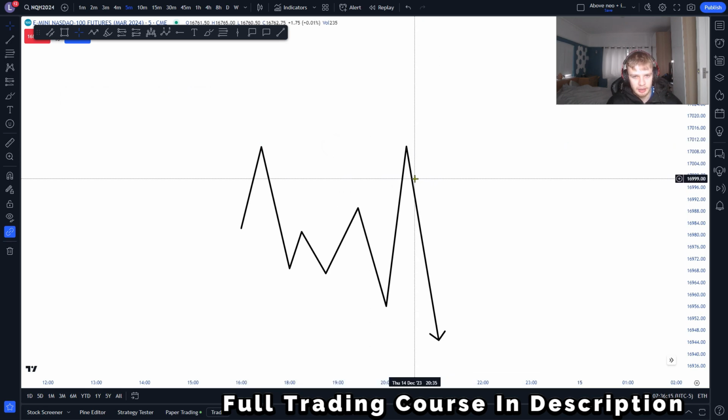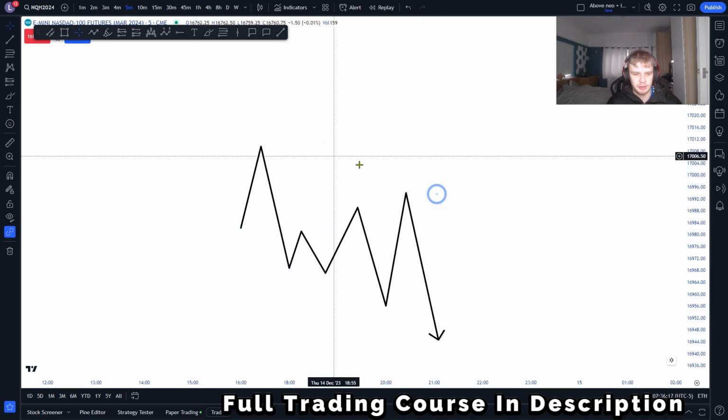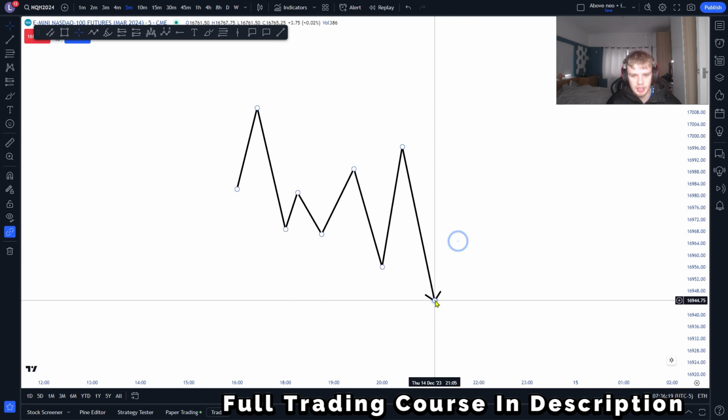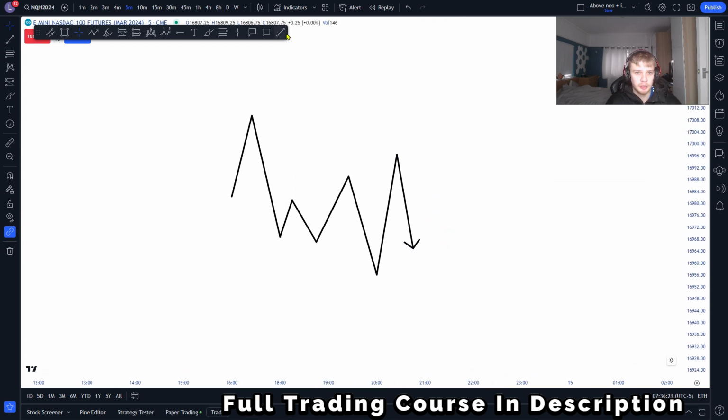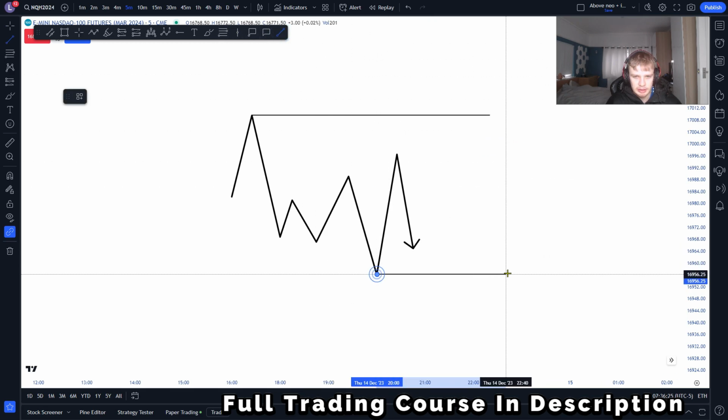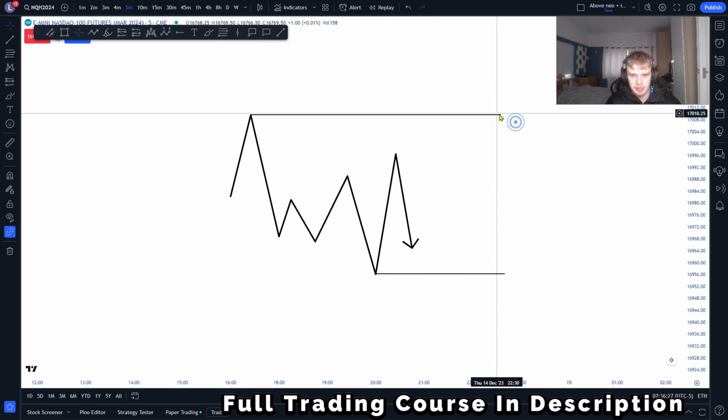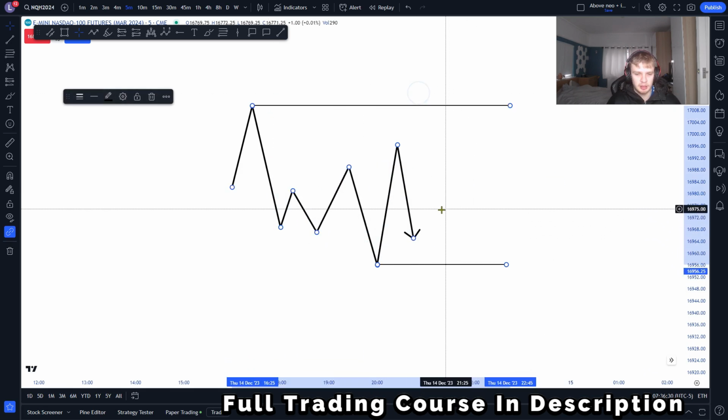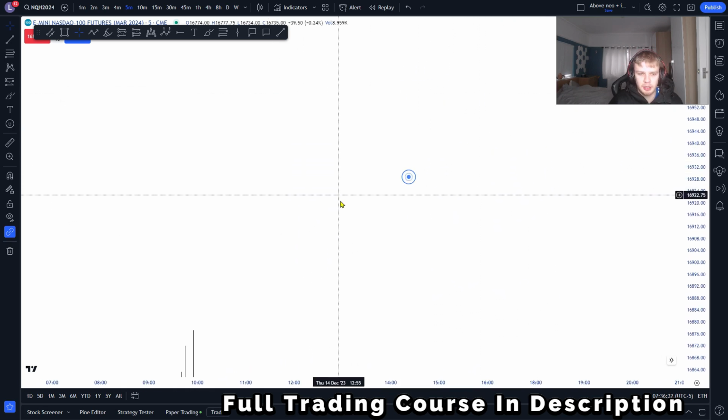And then you have just swing highs and swing lows. So let's say this is price action like this. You would have buy side liquidity up here, and you would have sell side liquidity down here. So this is just an example of swing highs and swing lows liquidity in the market.